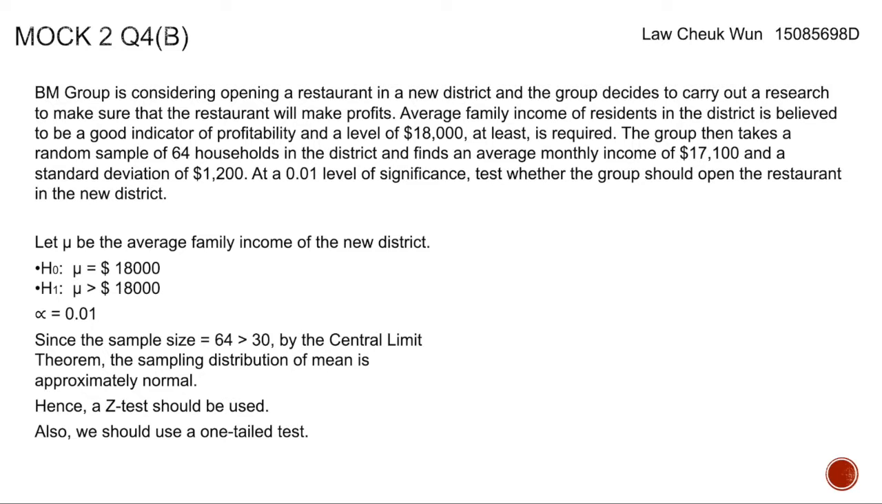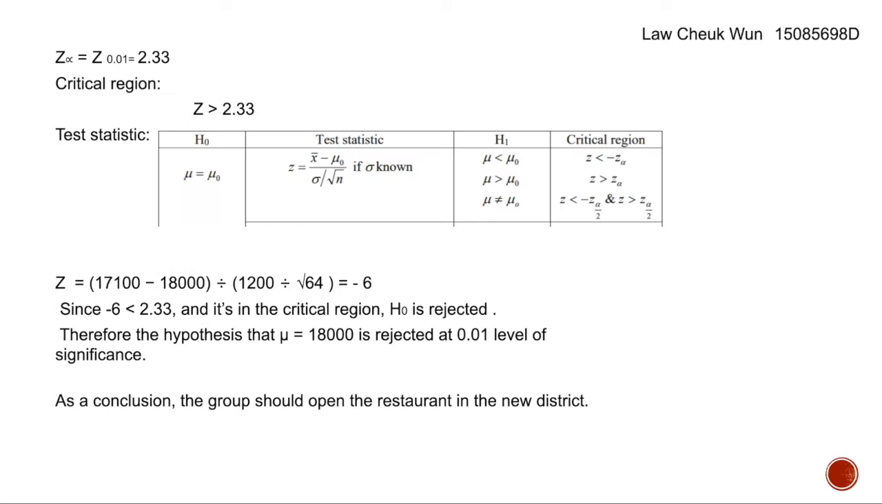The level of significance alpha will be 0.01. Since the sample size of 64 is greater than 30, by the central limit theorem, the sampling distribution of the mean is approximately normal, and hence a z-test should be used. Also, we should use a one-tailed test. We can conclude that the critical region is z greater than 2.33.